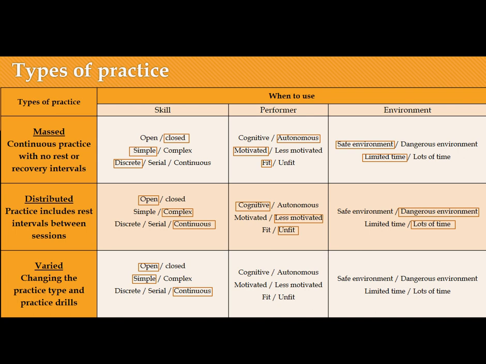So you might want to get them to do interval training or hill training, for example. Good to retain the interest for cognitive performers, and again for less motivated, it allows them to get their feedback in between the actual change in the practice type to improve that motivation, and it allows unfit performers to get a rest in between the practice type.